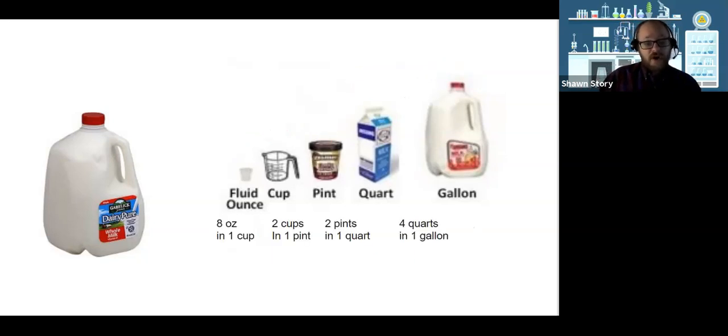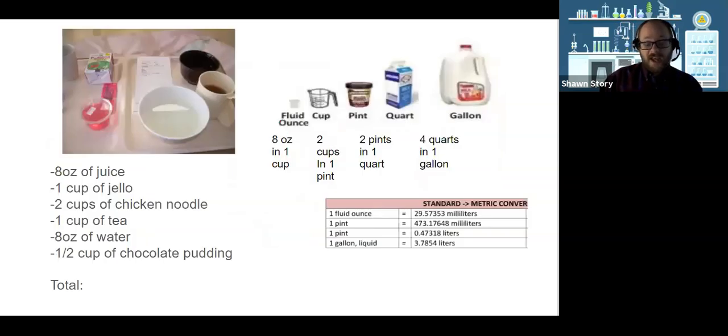All right. So here's our new math problem for today. You bring breakfast, maybe brunch or lunch, to a patient. They're on a liquid diet, so everything has to be liquids only. We have 8 ounces of orange juice, a cup of Jello, 2 cups of chicken noodle soup, 1 cup of tea, 8 ounces of water, and half a cup of chocolate pudding. Let's do ounces, because that's our lowest unit of measurement. How many ounces altogether did they consume?